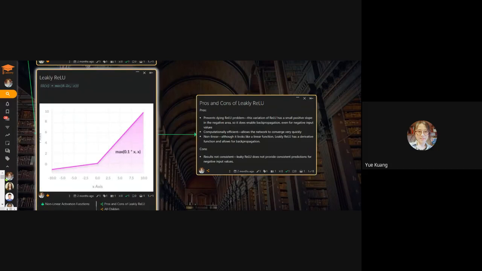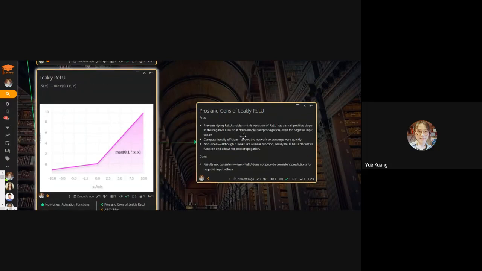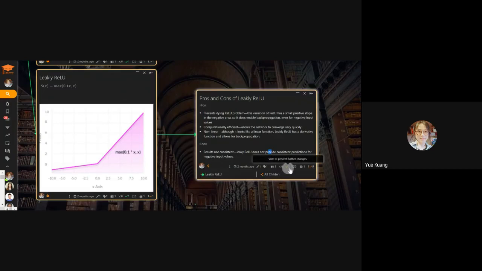As you can see here, this variation of ReLU has a small positive slope in the negative area, so it does enable backpropagation even for negative input values, and this prevents the dying ReLU problem. And also it is computationally efficient and it is nonlinear. And the cons of this activation function is that the results are not consistent. Leaky ReLU does not provide consistent predictions for negative input values.